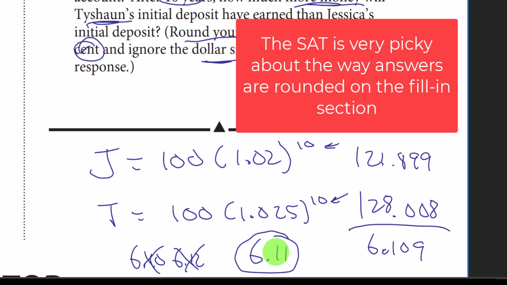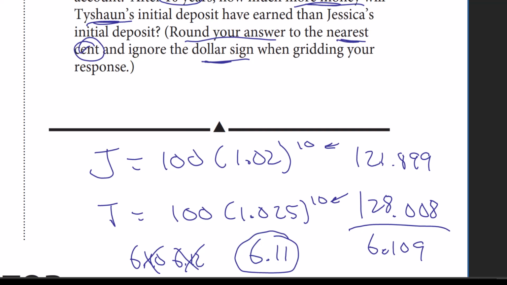So again, watch out the rounding on the fill in the blank grid in sections. They're really picky about the rounding and doing it correctly. Okay guys, so that wraps it up for test number 1, and that is section 4. We've gone through the entire test.